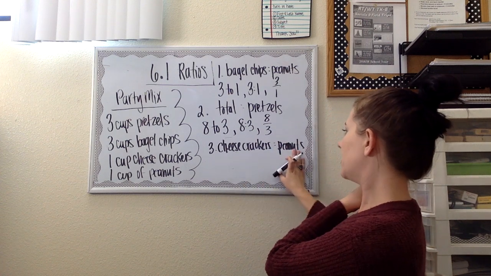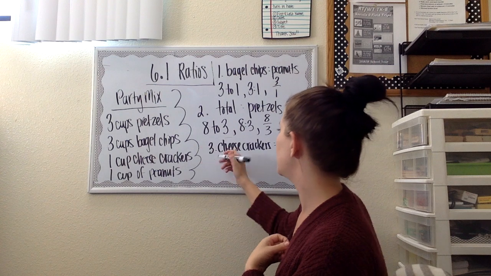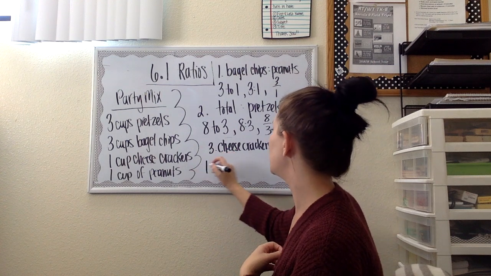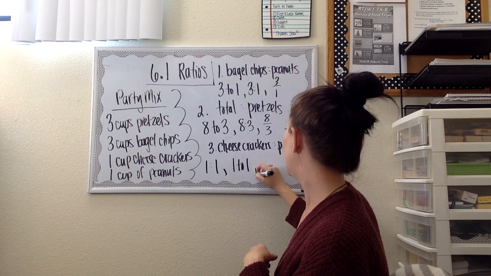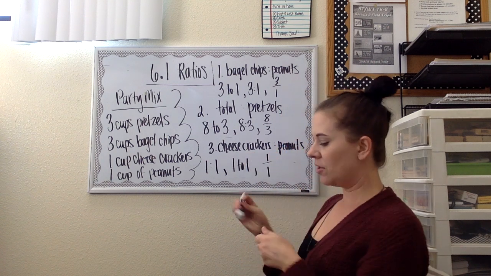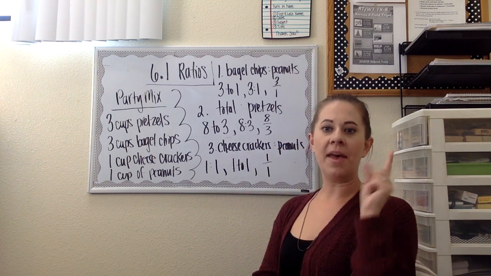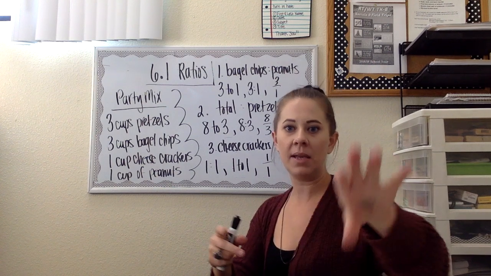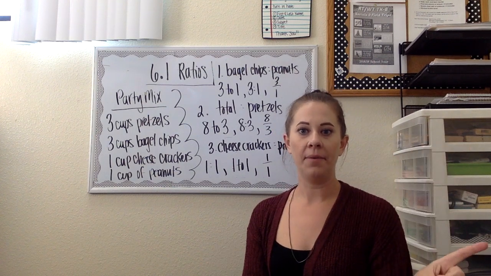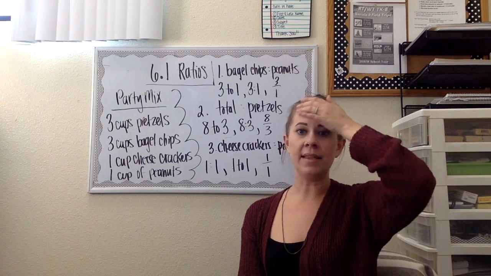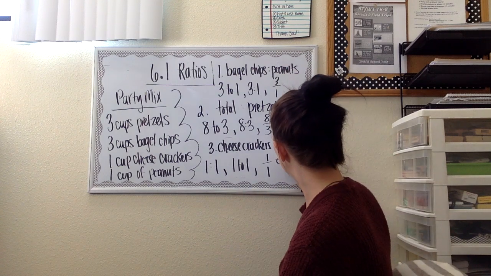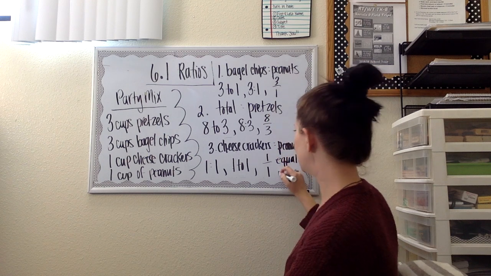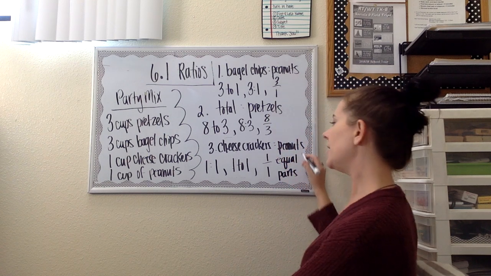Lastly, we have cheese crackers to peanuts. Cheese crackers is 1, and peanuts is 1. Okay, so 1 to 1, 1:1, and 1 over 1. And you'll see in a recipe, it'll say 1 to 1. Okay? When you see that, another word for it, and I want you to write this down, is equal parts. Okay? Equal parts.